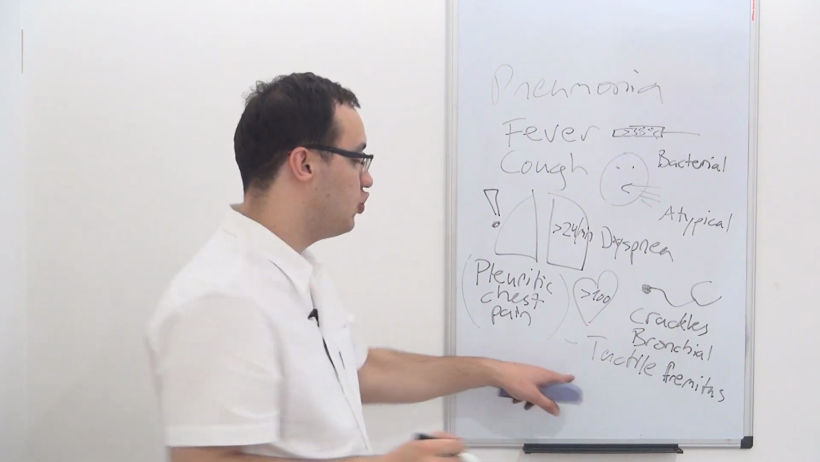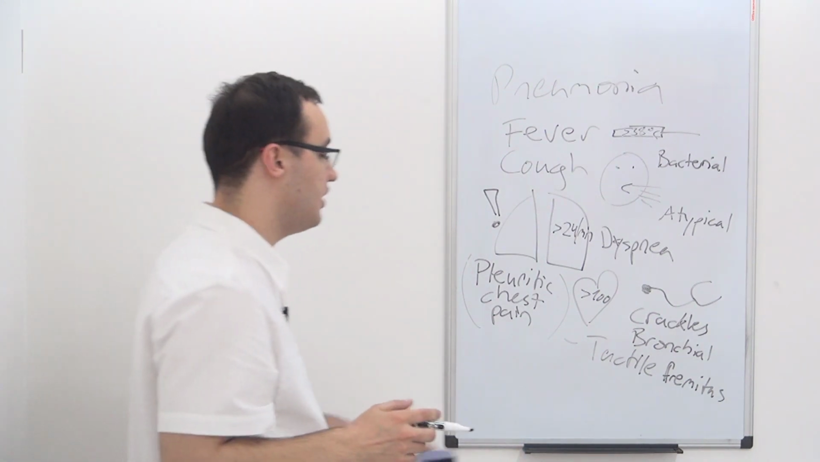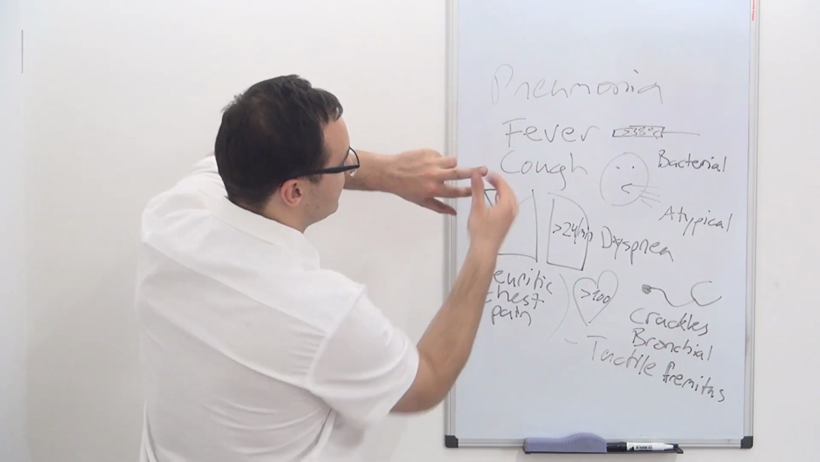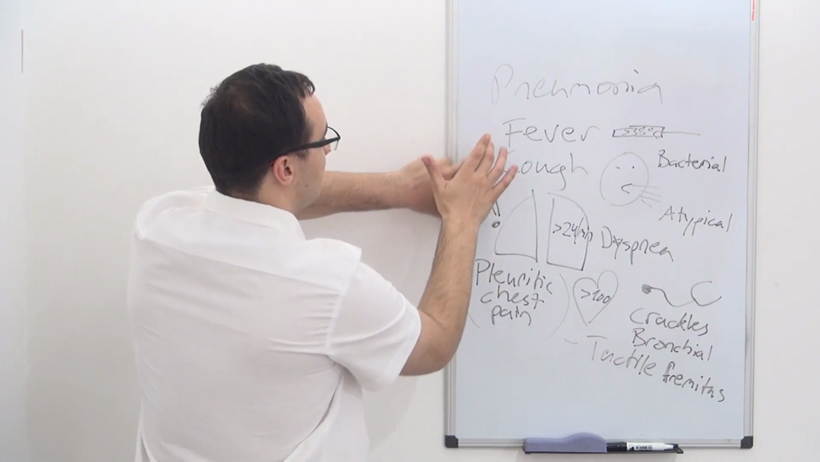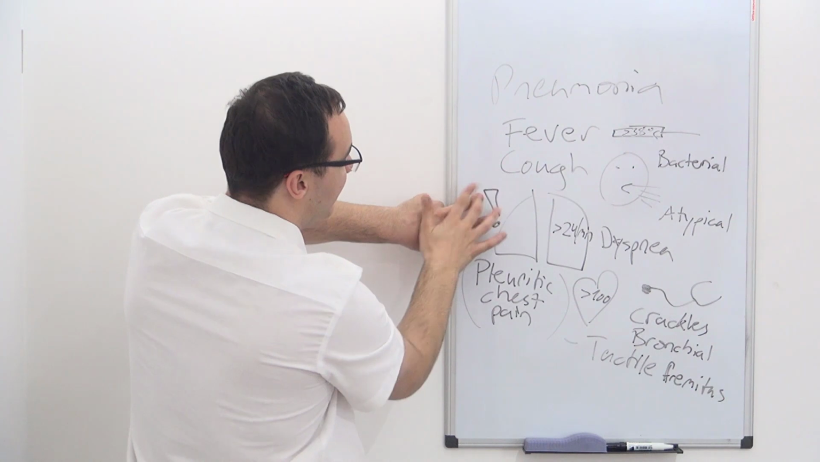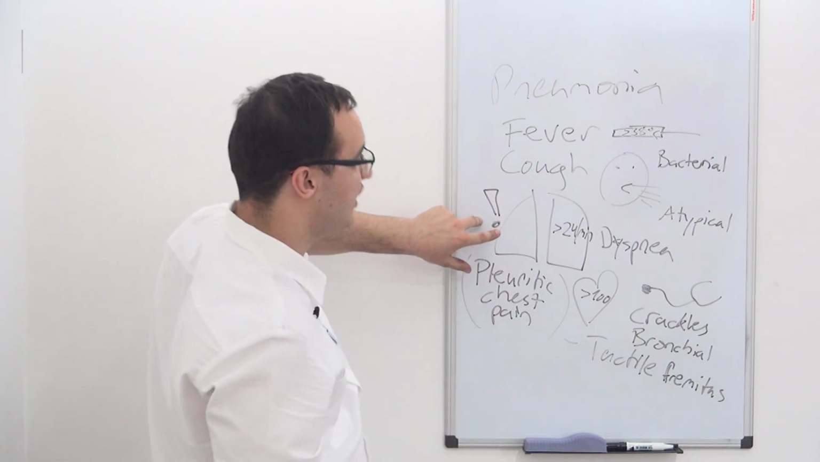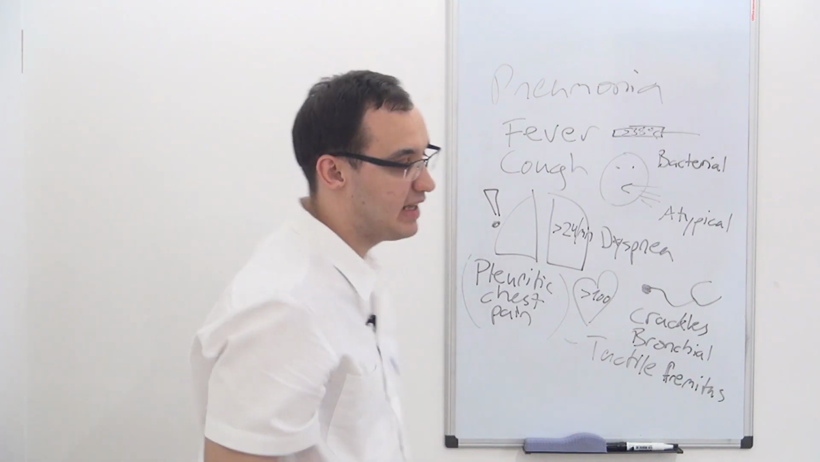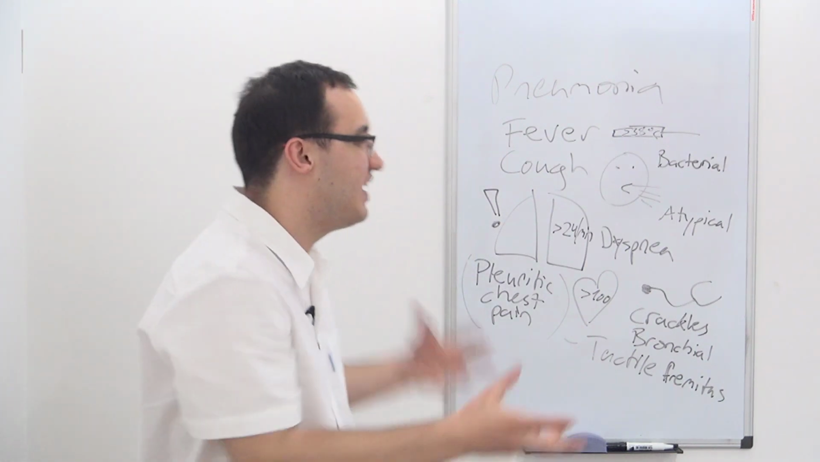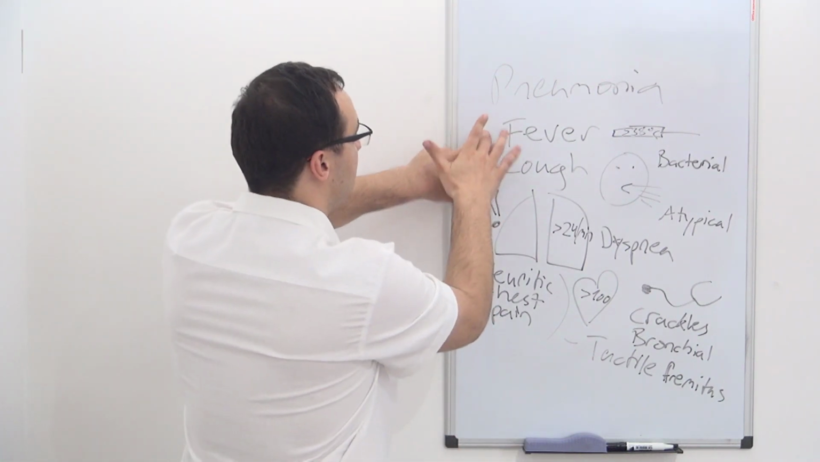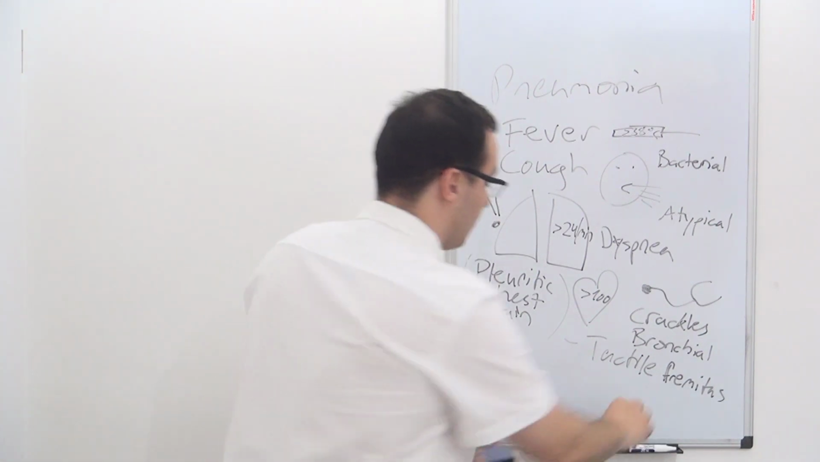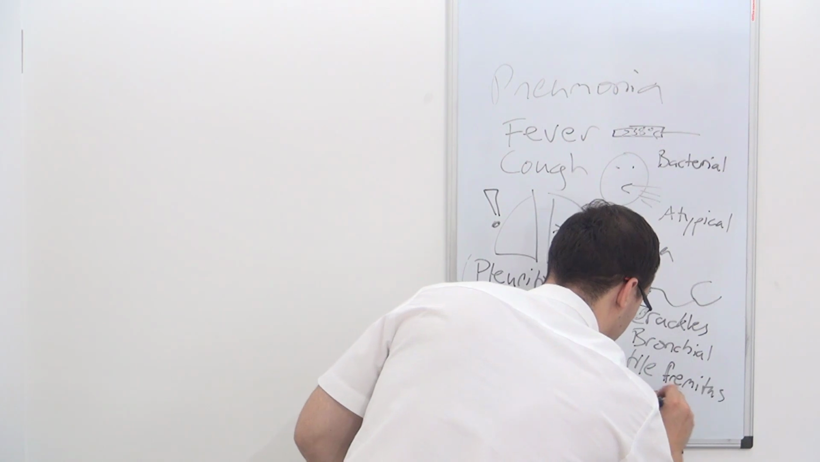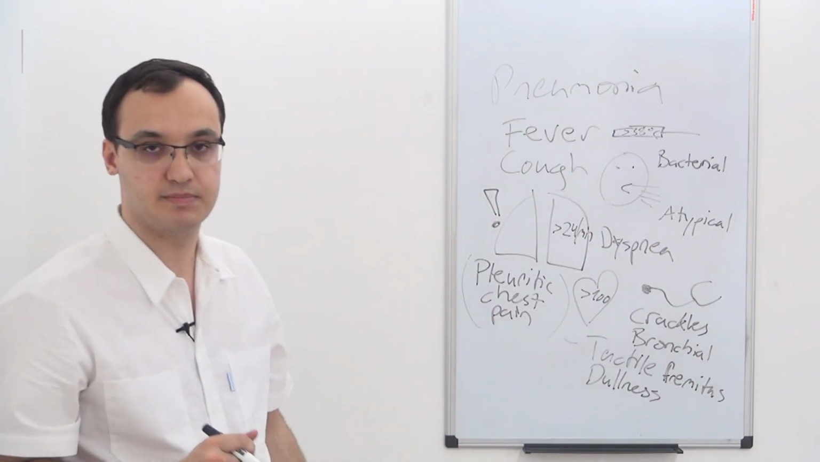Then what else? You have, for example, dullness. So if you percuss the patient, you use your long finger and percuss the back of the patient. And if you hear a dullness, for example, like this, did you hear? That was a dull sound. You didn't hear it so well as this one. Okay? So that's dullness at the part of pneumonia.